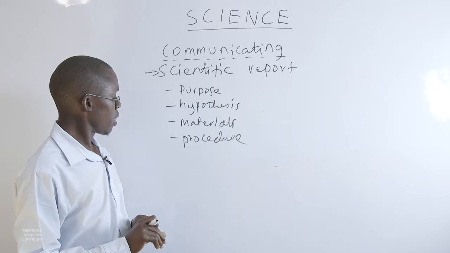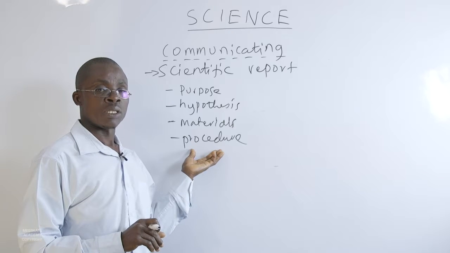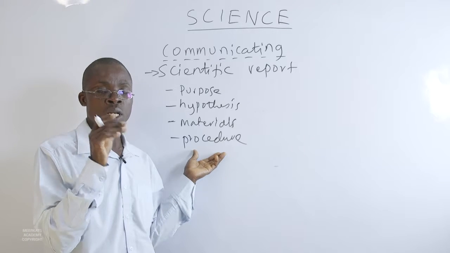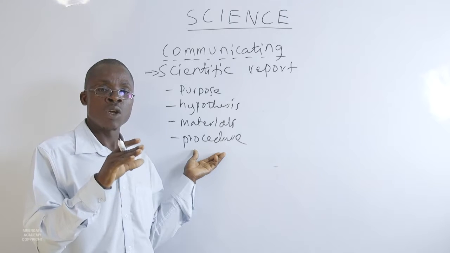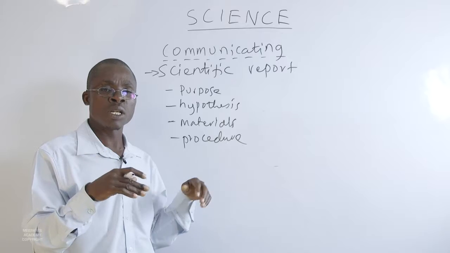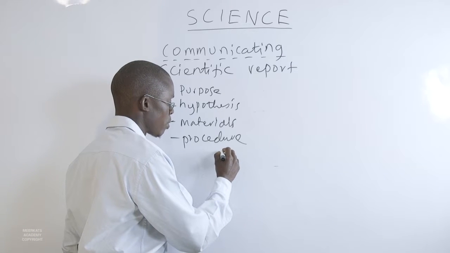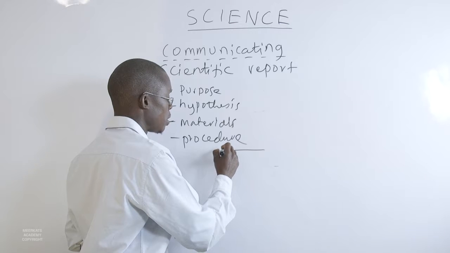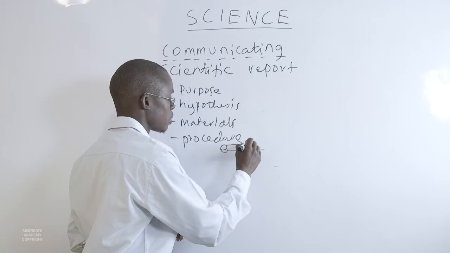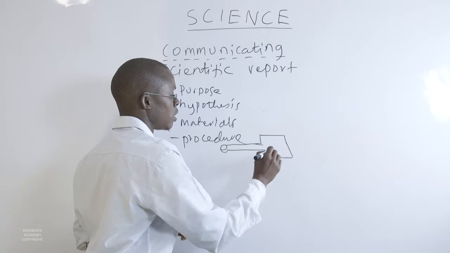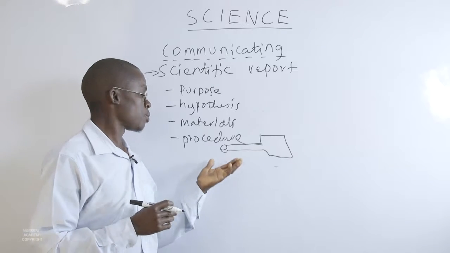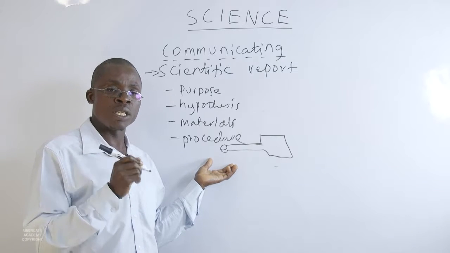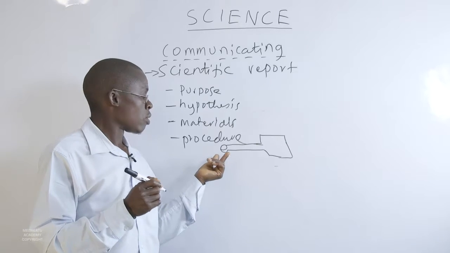Again, under this procedure, the measurements you give must carry the exact units. The exact units of whatever you are using. If you are using something like a spatula in the lab, we have an apparatus we call a spatula. You remember when we were talking about the apparatus in the lab, I mentioned something to do with the spatula. So you have such an apparatus in the lab. If you are using a spatula to scoop, remember we have solid substances in the lab, show exactly how many. Full of the spatula, how many.